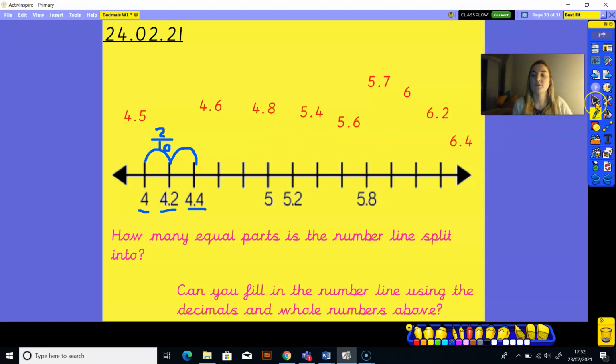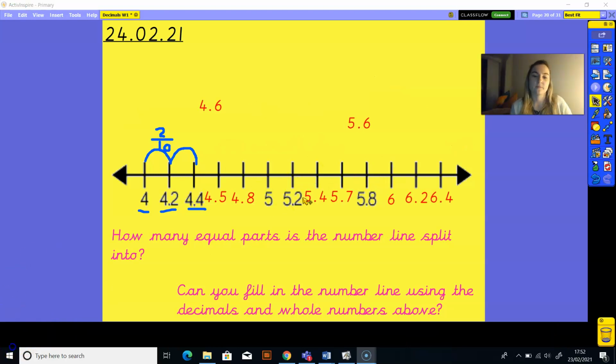So I want you to pause the video here and see if you can match the numbers to the correct places on the number line. Have a go at doing this with a pencil and a piece of paper, and I will fill it in and I will see you when you get back. Okay, so here is my number line.